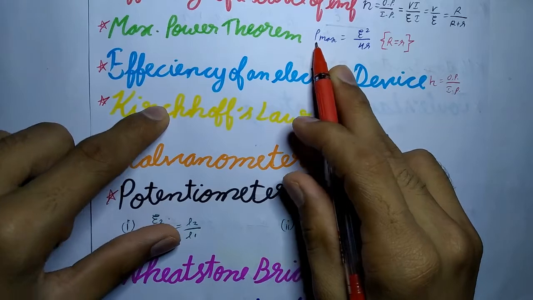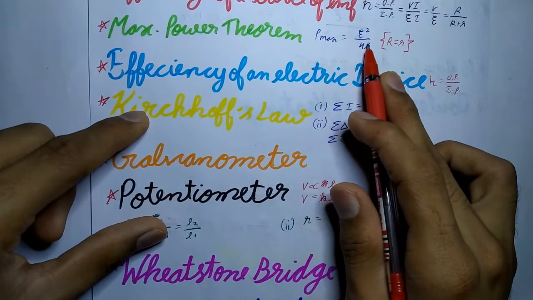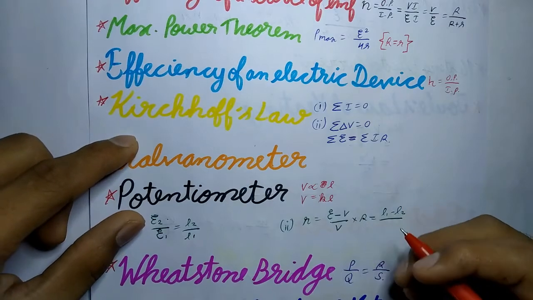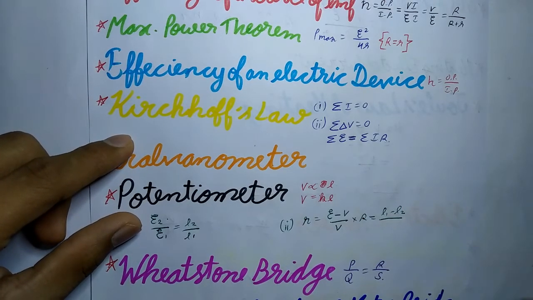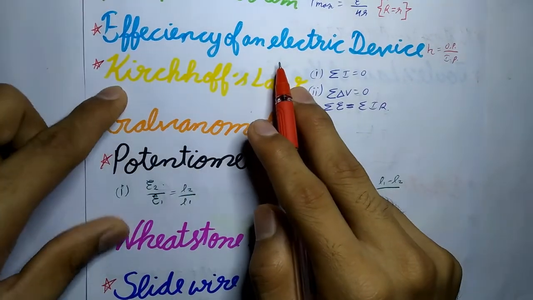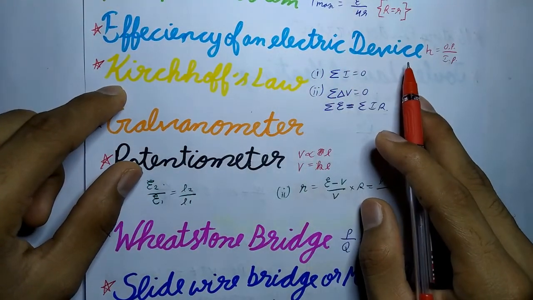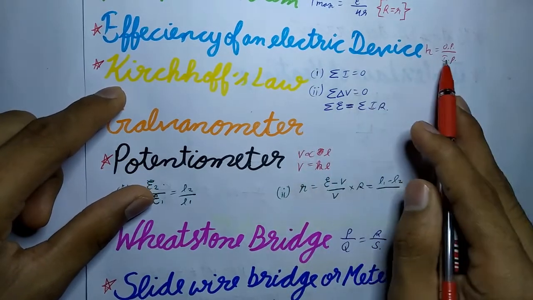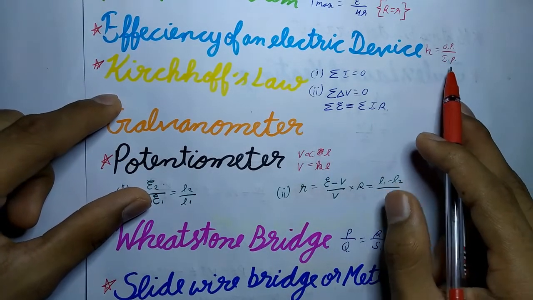So maximum power will be equal to E square by 4R. The efficiency of a source of EMF is 50% when it delivers maximum power. Now next is efficiency of an electric device. It is the ratio of the output power to the input power, so it is equal to output power upon input power.